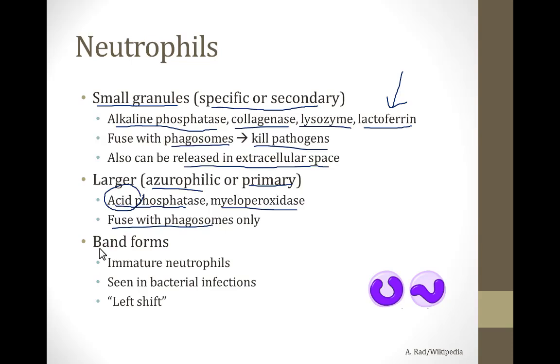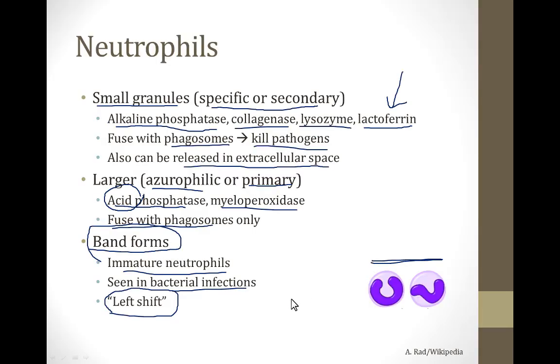And finally, you should be familiar with the neutrophil concept of band forms. This is a picture of some band forms. These are neutrophils with a band-like nucleus, and these are immature neutrophils, and they're seen in the plasma during bacterial infections when the bone marrow is being driven to produce more neutrophils. And clinically, people often describe this as a left shift.